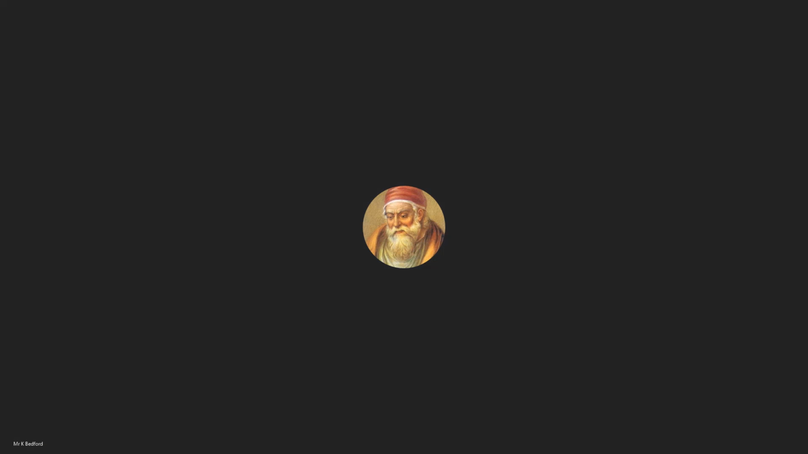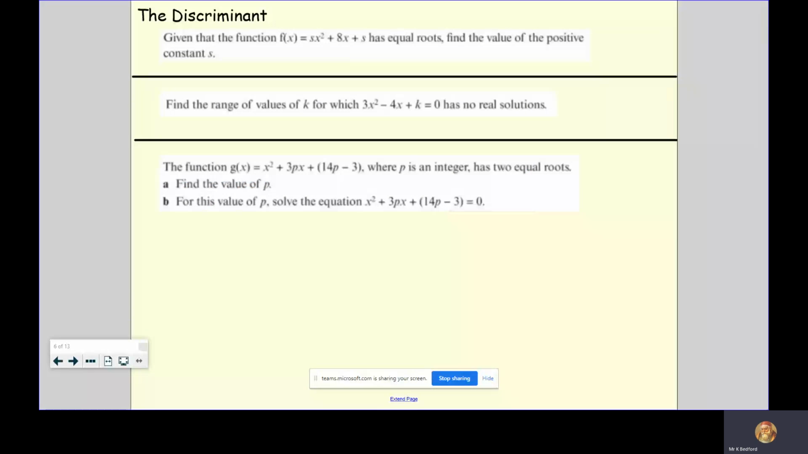Hopefully you're watching this because you want to know about the discriminant. Like always, I'm just going to show you some questions, and then I would like you to pause it and have a go at the questions first. So we've got 3 questions on the discriminant, one where we want to know it's got equal roots, one with no real solutions, and one where we have to find when it has equal roots and also solve the equation. So I'd like you to pause it and have a go at the questions.